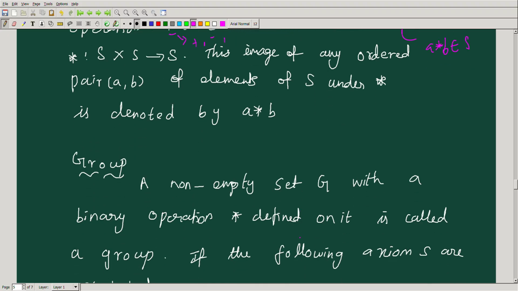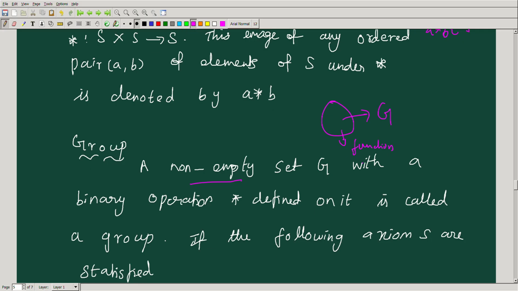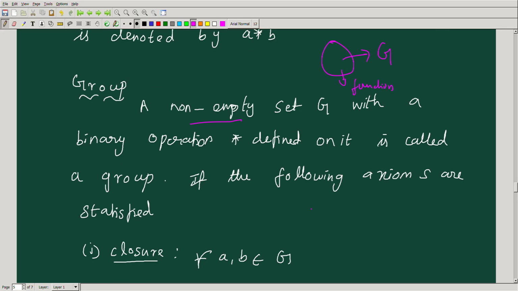Next, the group. For a group you also have to consider a non-empty set, and that set's name is G, with a binary operation. With the binary operation, which is a function, G is called a group if the following axioms, meaning statements, are satisfied. So what are the axioms?